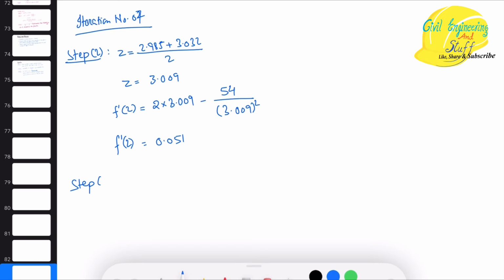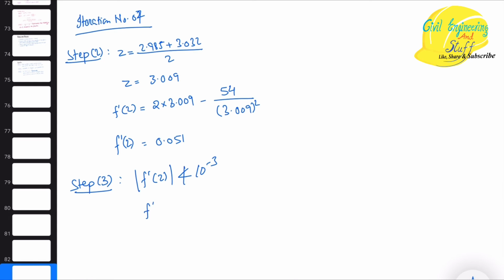Let's go for step 3. In this step 3, we observe whether our f dash z value in mod, never forget mod, is less than 10 to the power minus 3 or not. It is again not less than 10 to the power minus 3, so we cannot terminate this iteration. The next thing is we have to check if our f dash z value is greater than 0 or less than 0. Of course, greater than 0, 0.051.